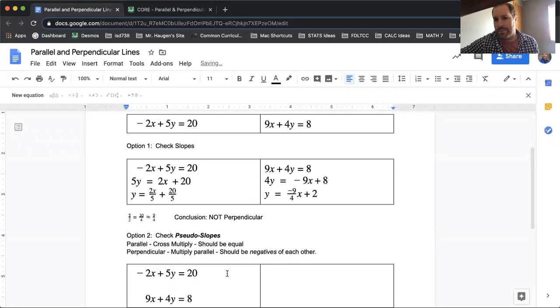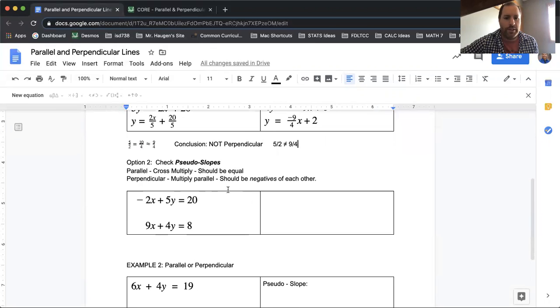Because we check those slopes, they're not the same. We could even say a little bit more with our reasoning. 5 over 2 is not equal to 9 over 4. They're not the same thing when we flip them over, and one's positive, one's negative. That works. Another way that we could check that, this one goes a little bit faster, although we lose a little bit of understanding on the slopes.